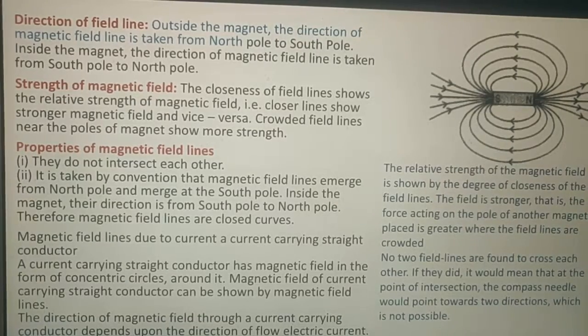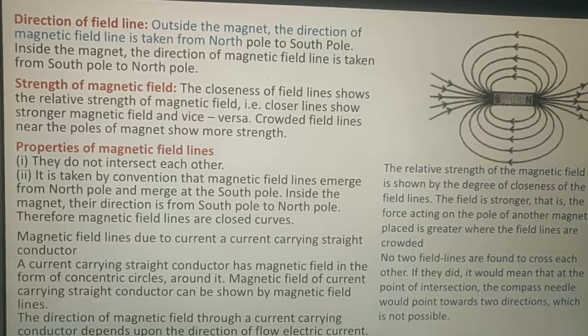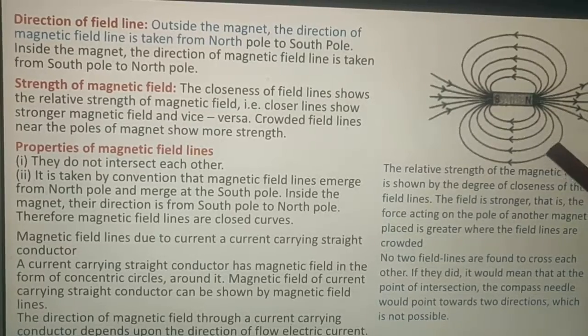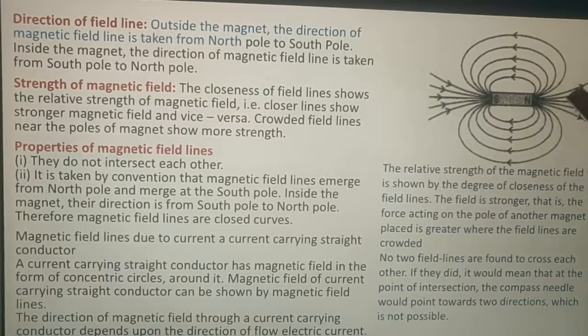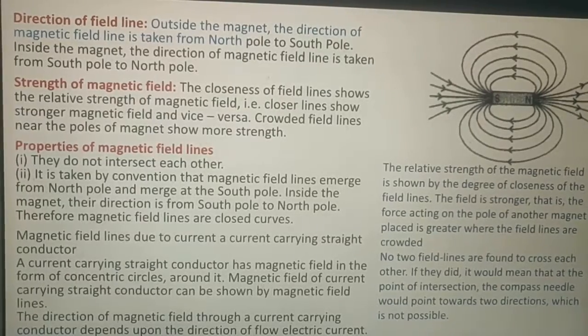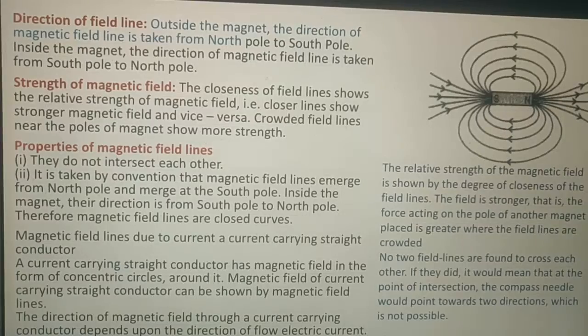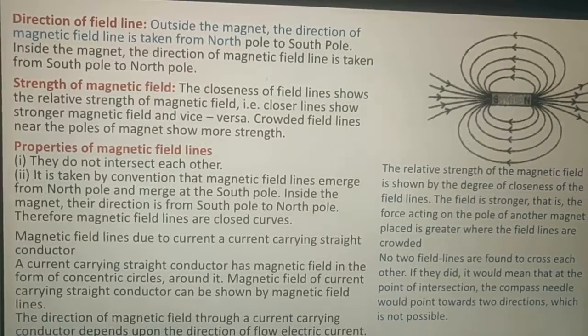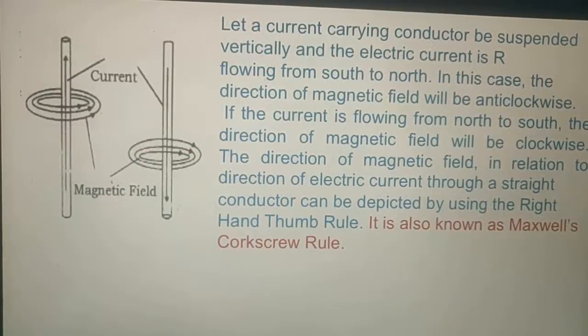No two field lines are found to cross each other. Here you can see these are the field lines, they are not crossing each other. If they did, it would mean that at the point of intersection, the compass needle would point towards two directions, which is not possible.